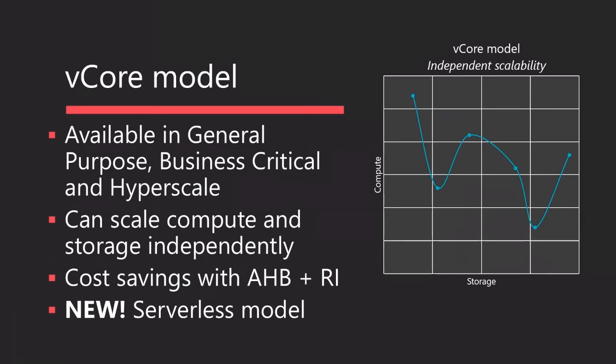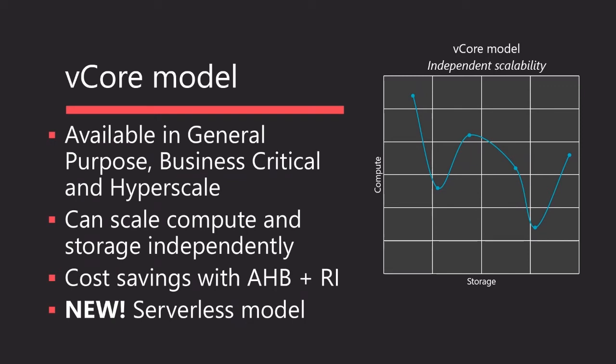It means you can independently scale compute and storage needs as displayed on this graph. You're able to scale your compute at different times across your database. So obviously your storage is going to continuously grow, but your compute demands might change. So this is where the vCore model could work quite well for customers who have that sort of requirement.